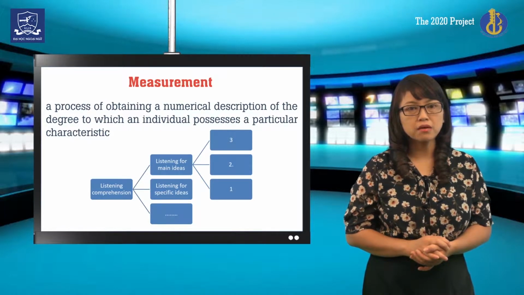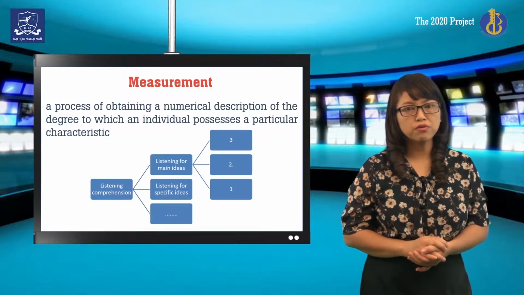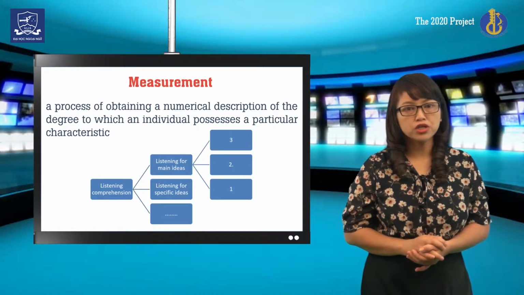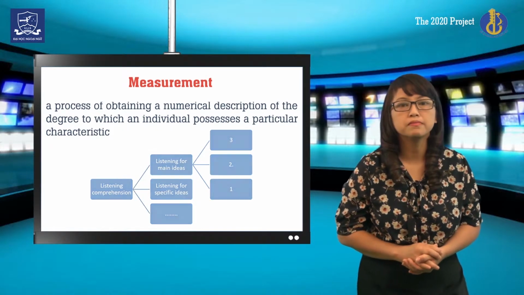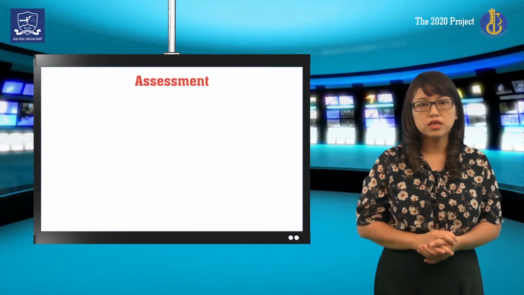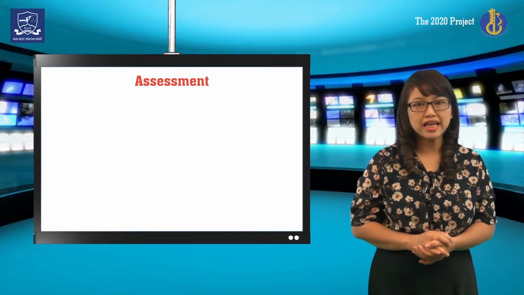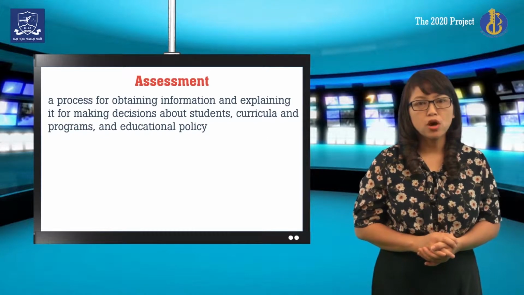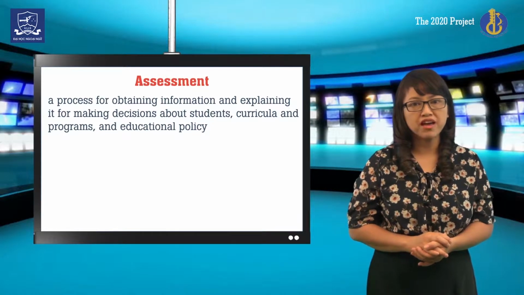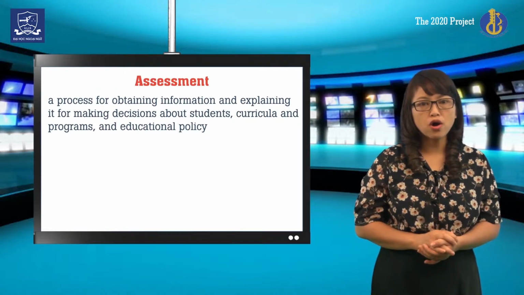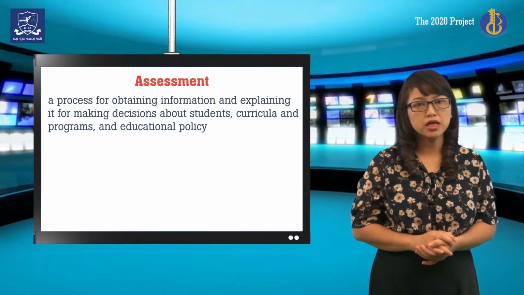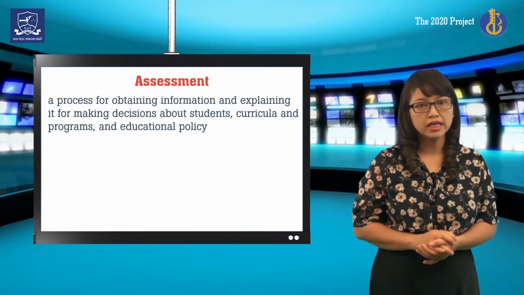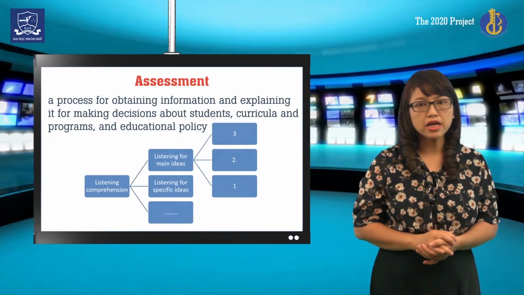Measurement means the process of giving a numeric score for the student performance, such as giving a 3 for the better students and giving a 1 for the poorer ones. This is the way information about student ability is collected. Unlike measurement, assessment is a process for collecting data or information from the student, which may be their scores or other type of evidence of their learning, explaining all of them, and then making decisions for teaching, learning, and curriculum improvement. In the diagram, you can see 3 now has a meaning, which can be good performance.